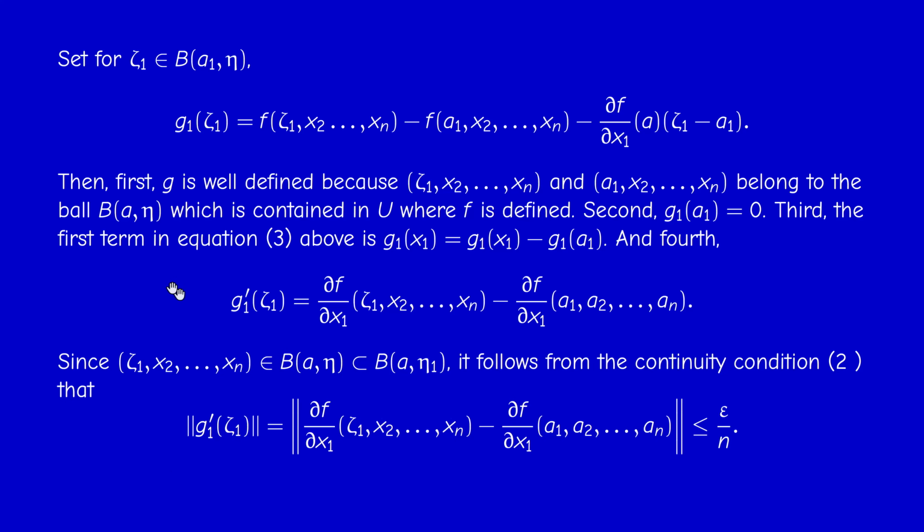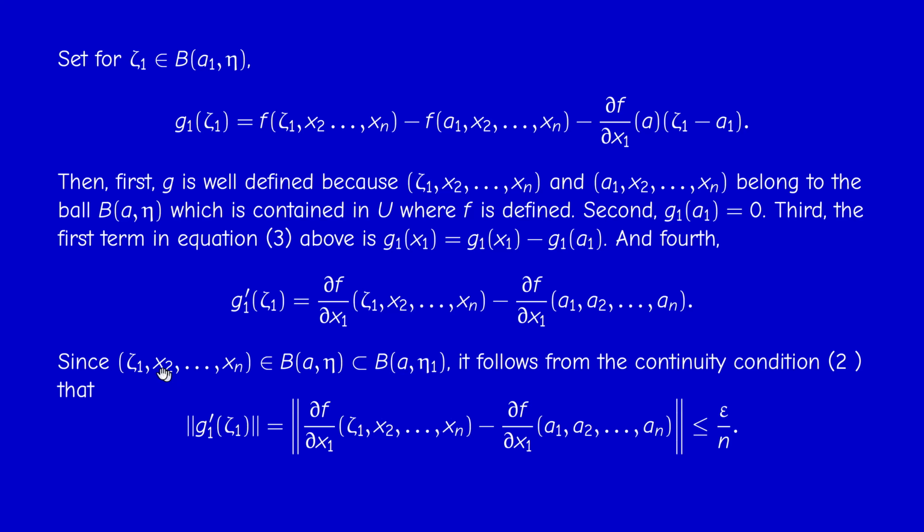Our choice of zeta1, since I didn't write the proof, but I told you how to check that: the n-tuple zeta1, x2, ..., xn belongs to the ball of center a and radius eta, and I chose eta to be less than all eta i. So in particular, it's less than eta 1.